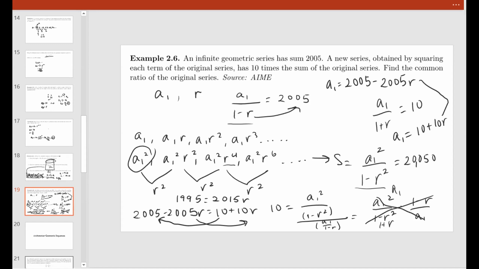2015r. So we get r is equal to 1995 over 2015. And we can simplify by dividing both the numerator and the denominator by 5, which gives us 399 over 403, I believe. So this is the common ratio that we were looking for.